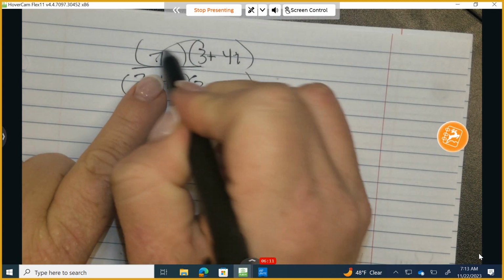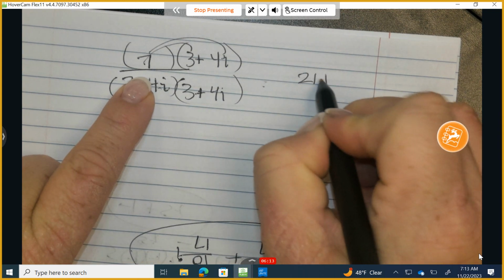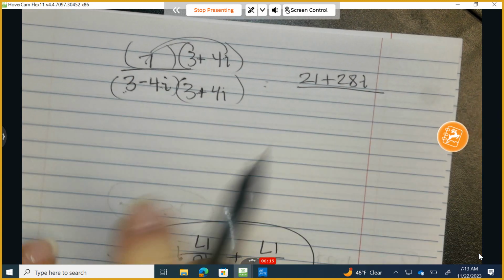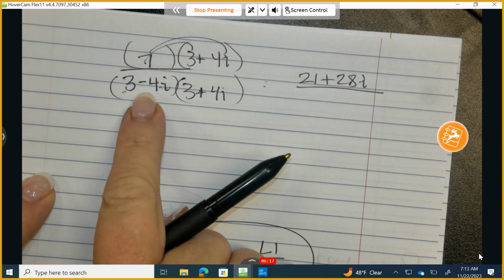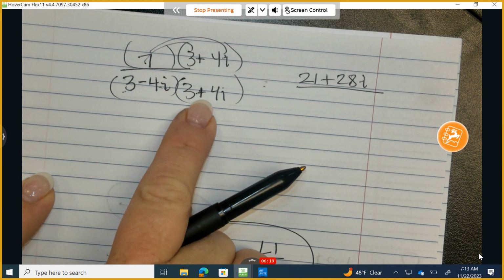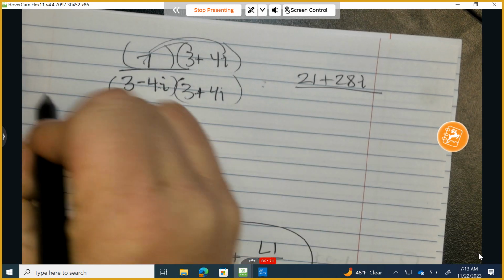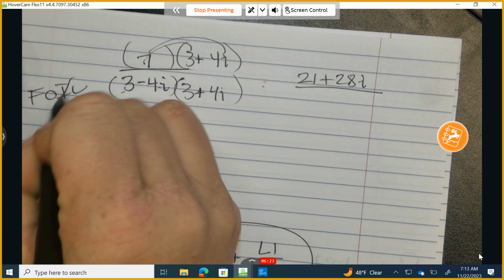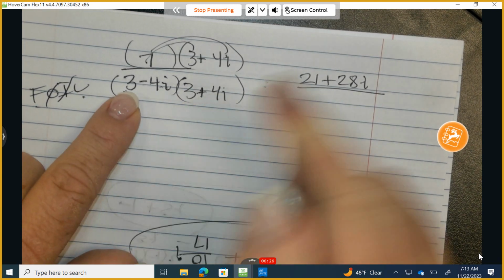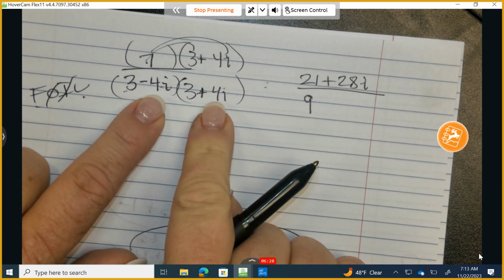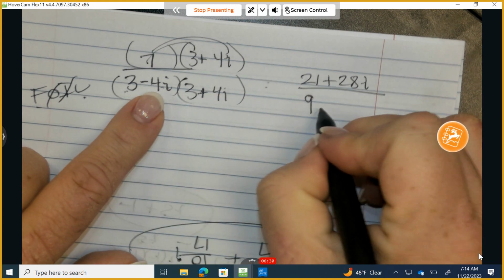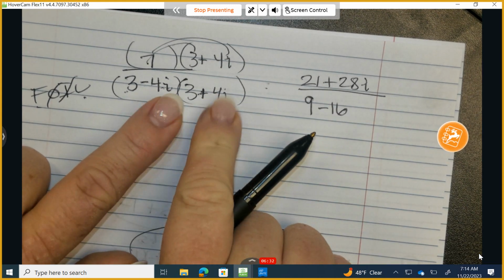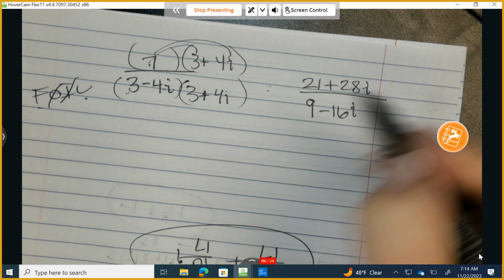Okay, so I'm going to start by just distributing the 7 to get 21 plus 28i. Now they're exactly the same. The only difference is going to be the signs in between the two terms. So again, we only have to do the front and the last. The front, 3 times 3 is 9, and the back, positive 4 times negative 4 is negative 16, but then we have i times i, which is i squared.